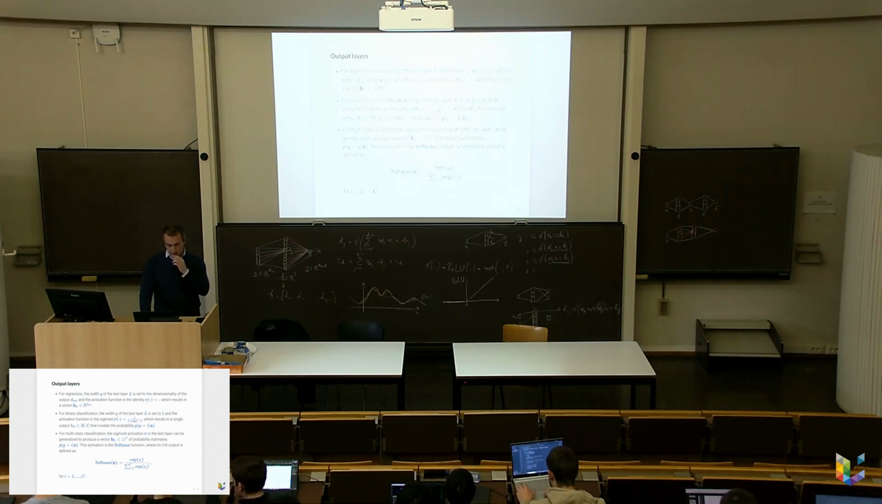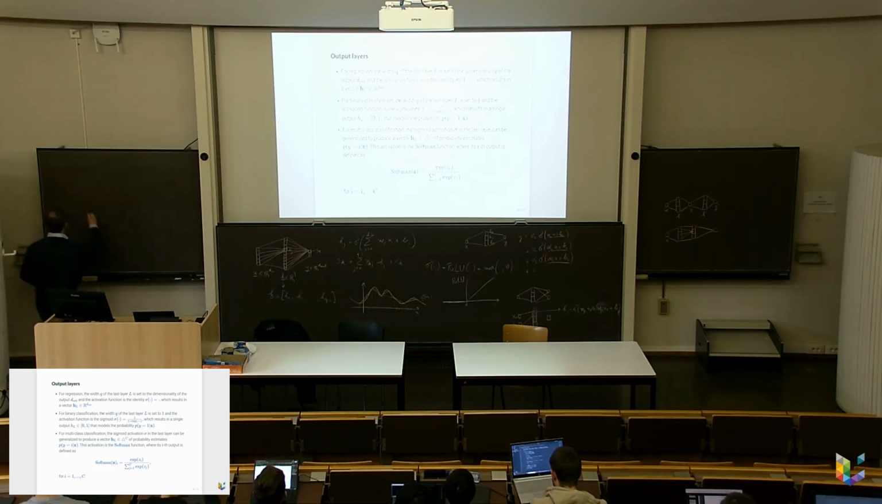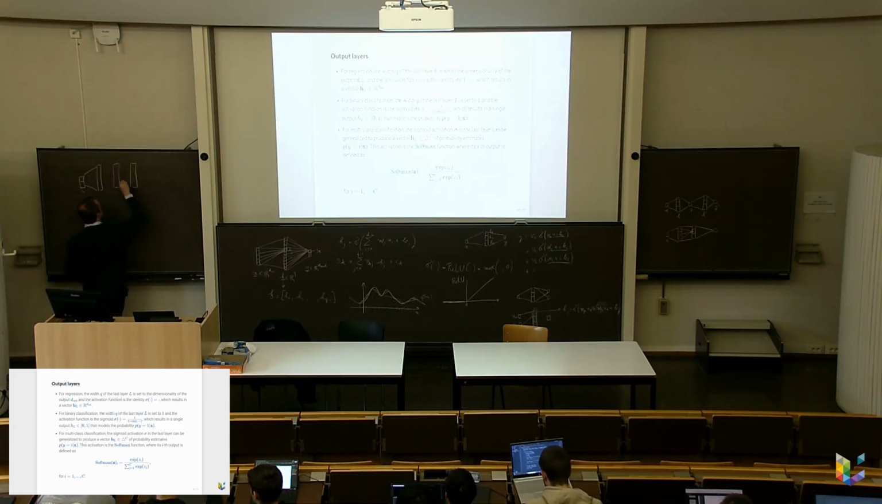Next is how you design the output layer, the output of your neural network. We have some vector x. We said that we would have a bunch of layers, let's say L minus 1, and then we want to produce some final output Y, which is HL.